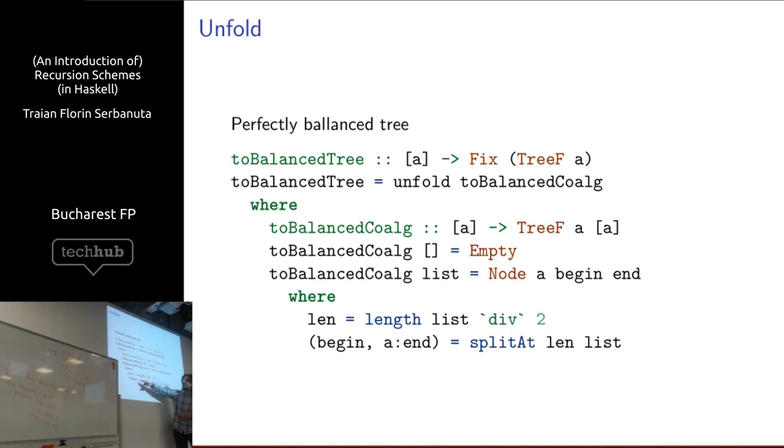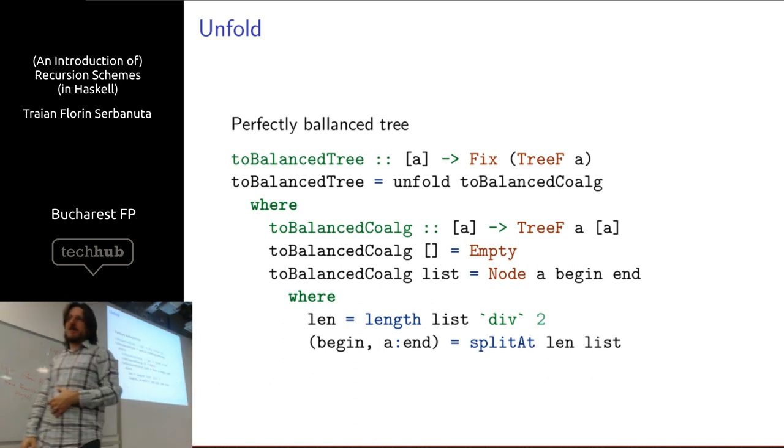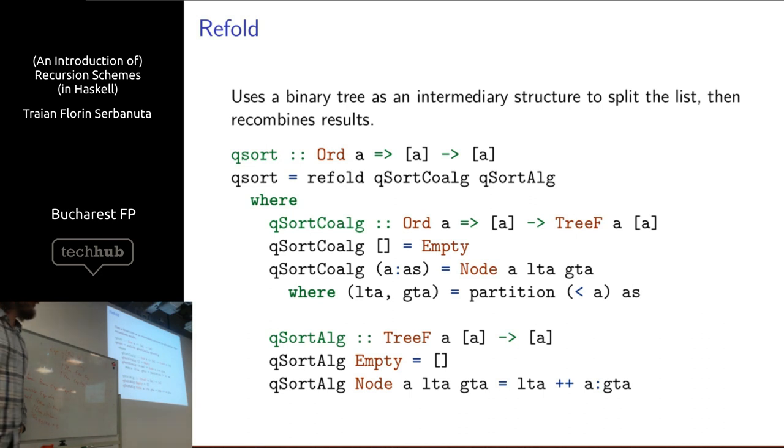And the begin and end will be kind of equal. So I can split the list in that size. I take the begin, I take the end, and I put the element in the node. And then the unfold will take care that the tree is expanded and will look in the end as balanced as intended. Okay?